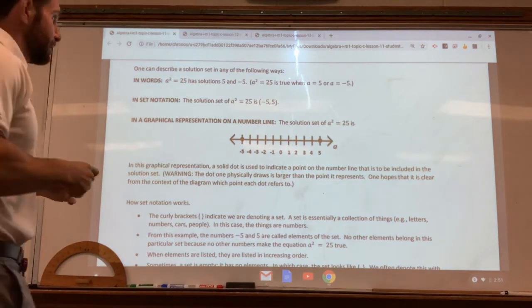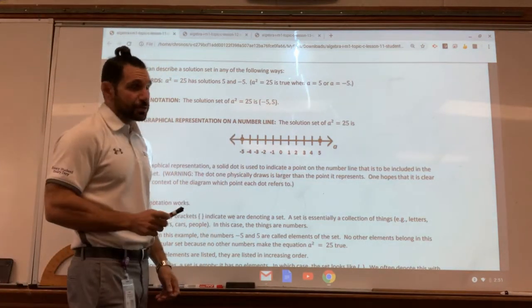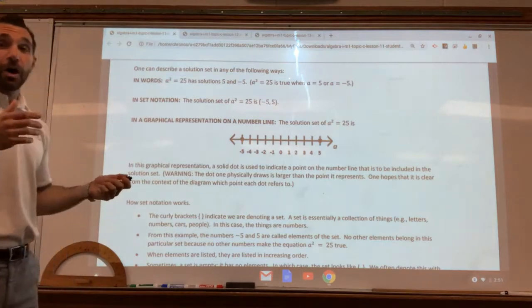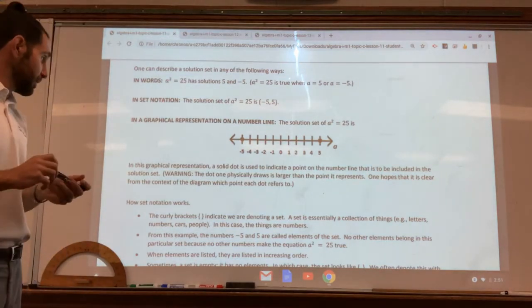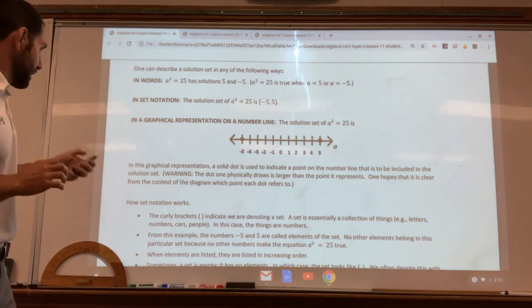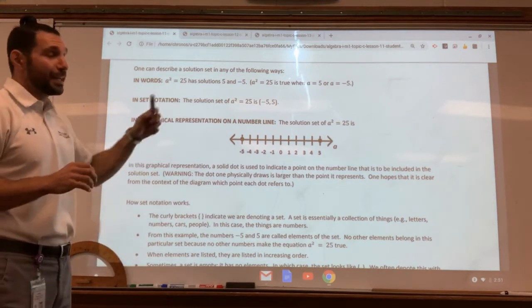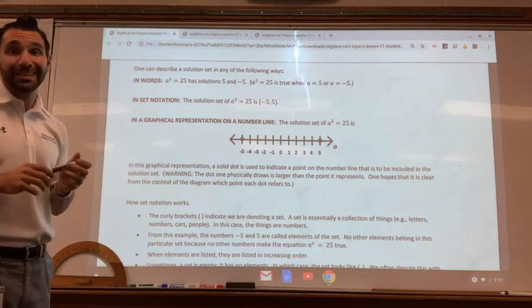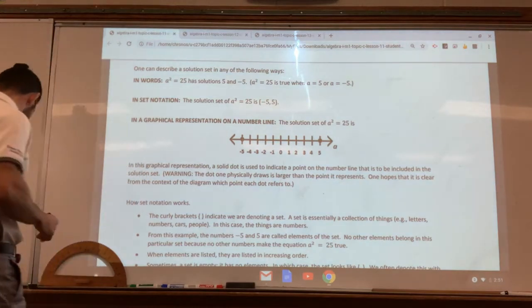So you put a number line, closed circle on negative 5, that's a solution. Closed circle on 5. Are we still going to shade? Yes, we will. Don't get worried about that. How set notation works, don't worry about that. As soon as you have an answer, you put it in set notation, and that's just fine.